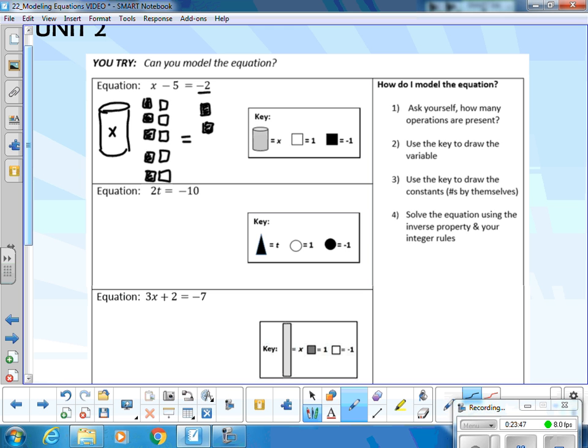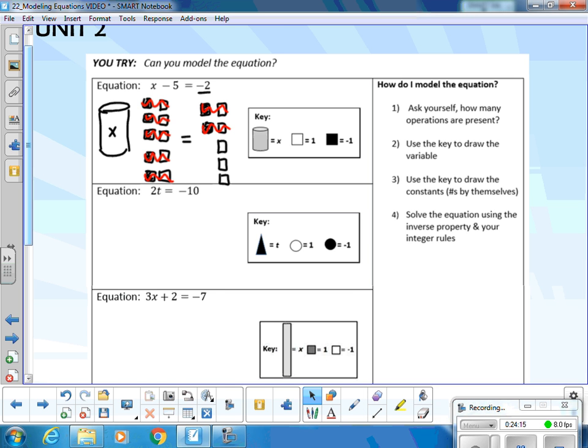Whatever I do to one side, I have to do to the other to keep it even. And since I added 5 white squares, I have to add 5 white squares over here. Now I'm going to go back and cross out my 0 pairs. So this is 0, this is 0, this is 0, 0, 0, 0, 0.